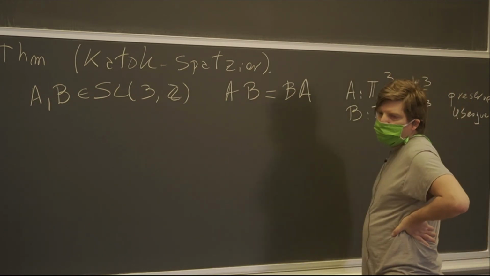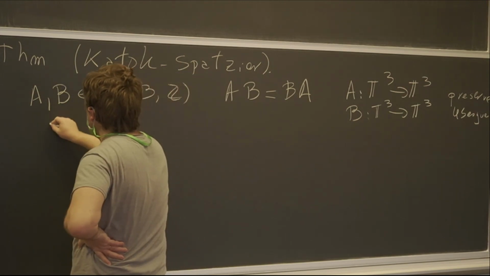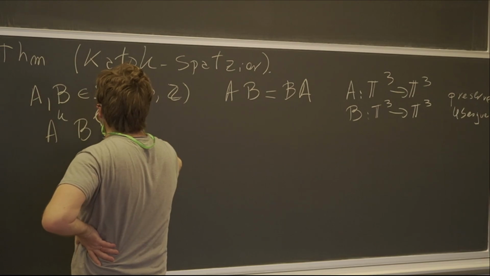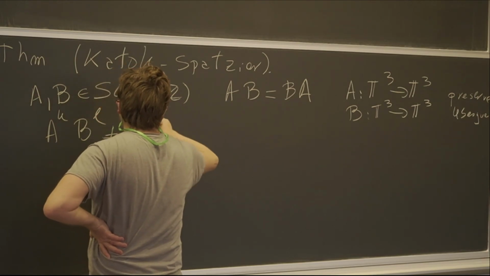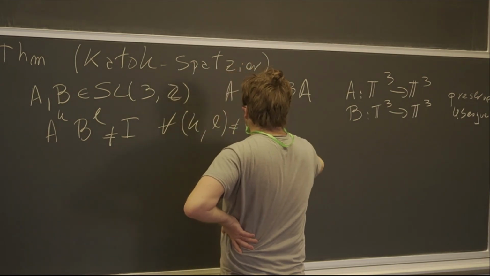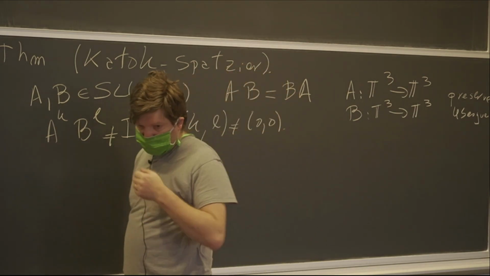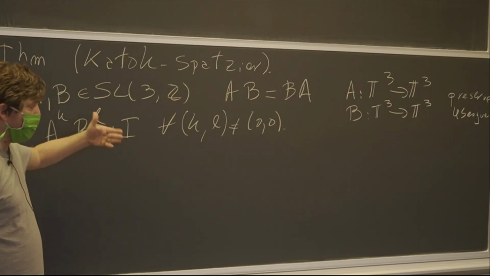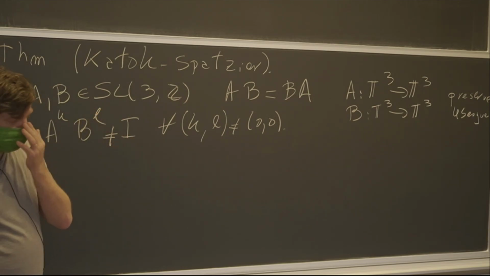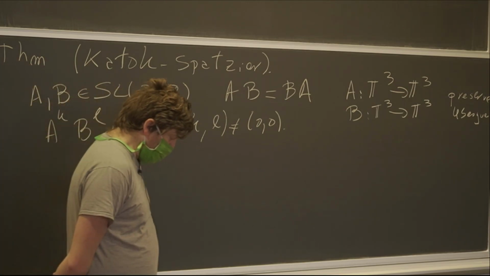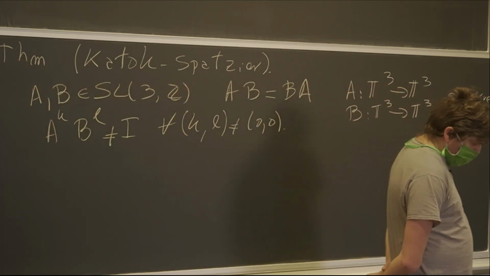I don't want to have anything trivial, so we want A to the K times B to the L to be different from the identity for every (K, L) different from (0, 0). So I don't want them to have essentially a common power, because then we are talking essentially about iterates of the same matrix, and that's what we want to avoid. So that is all I need here. Let me think, maybe I need something else.